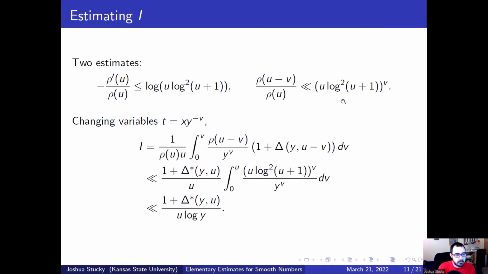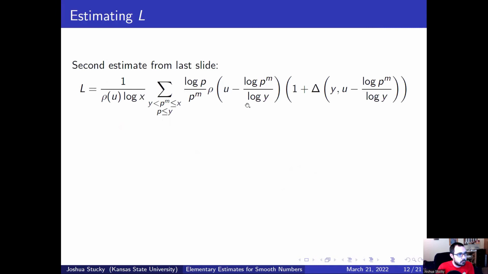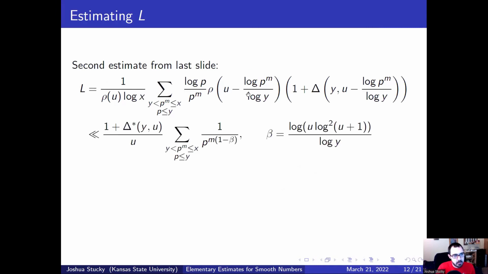And then the thing that was like this, if I work out what that is and write it as p to some power, then here was my v, the log p to the m over log y. If I write out the thing to the power of v, which involves p to the m, I can write that as p to some power. And it ends up being this negative power of p. So p to the m times 1 minus beta. The beta here being the thing that was coming from that estimate we used before.